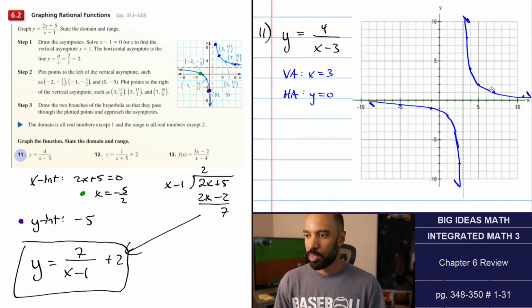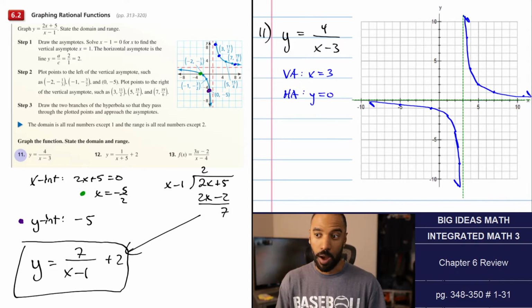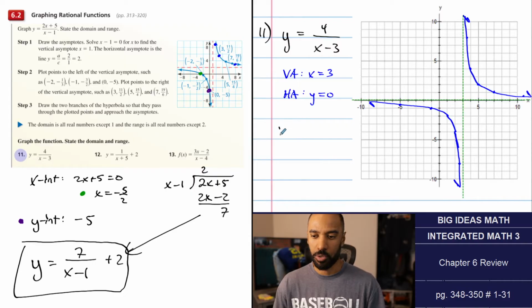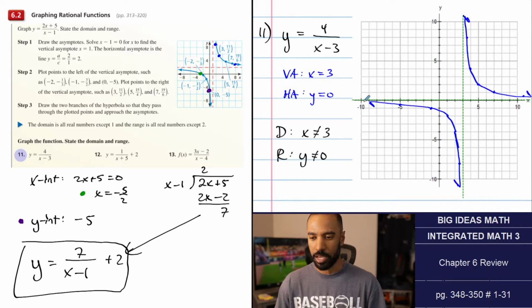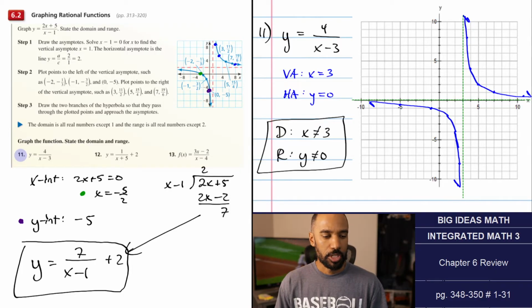So there's the curve. The domain is every x but 3. The range is every y but 0. So those asymptotes are going to reveal also what we get there. X can't equal 3. It can equal anything else. Y can't equal 0. It can equal anything else. We don't have to say the greater thans, less thans, things like that. We're all good.